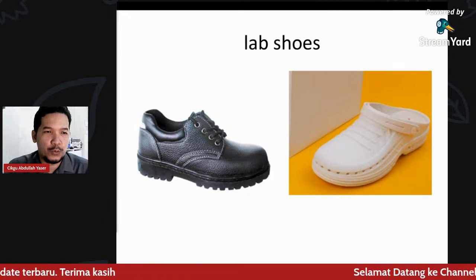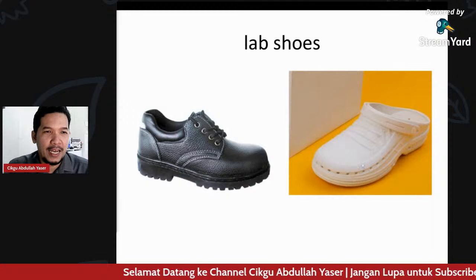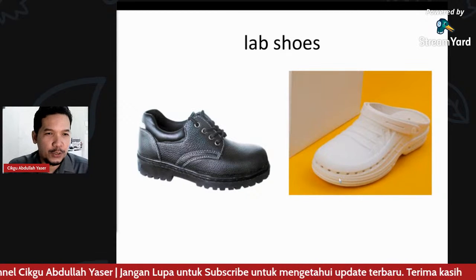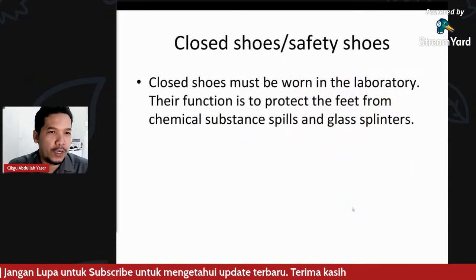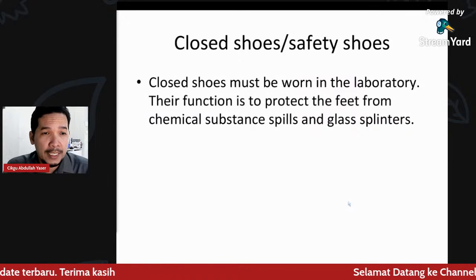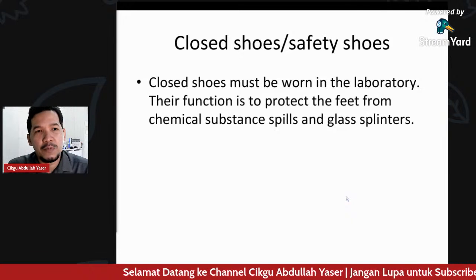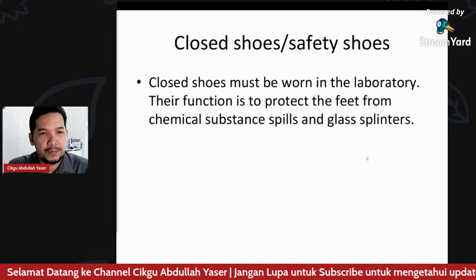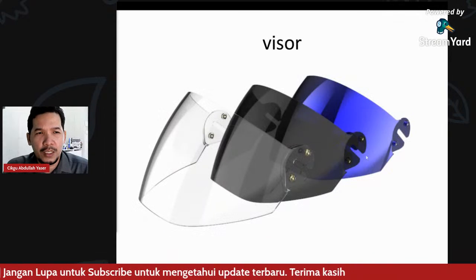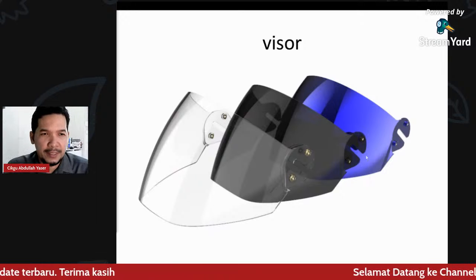Lab shoes. Okay, so we have two pictures here: safety boots and also lab shoes. This one is more like a crop shoe. It is also known as lab shoes. Lab shoes must be worn in the laboratory. Their function is to protect the feet from chemical substance spills and glass splinters. Okay, next one is the eye wash. The function is the same as a visor, to protect the eyes.